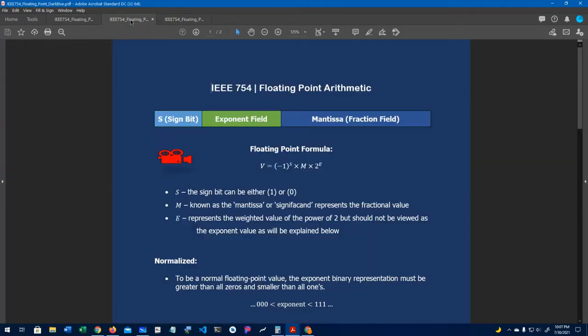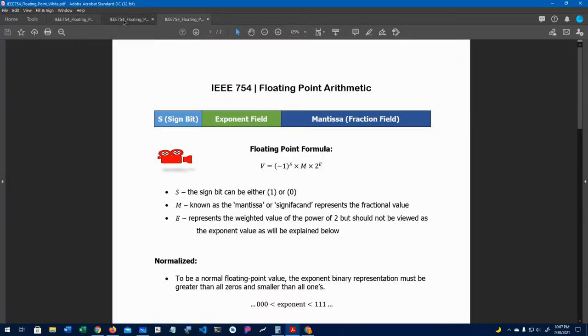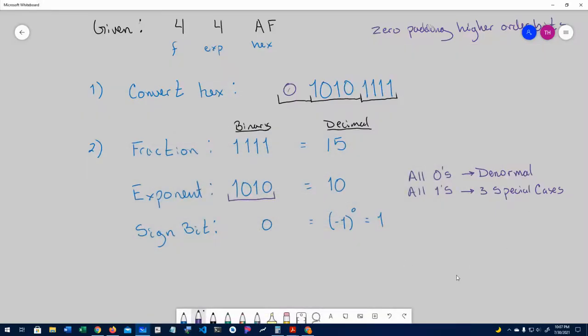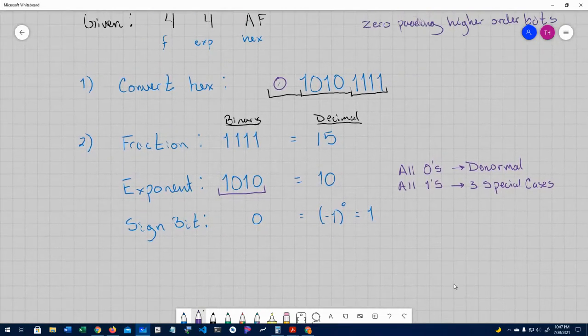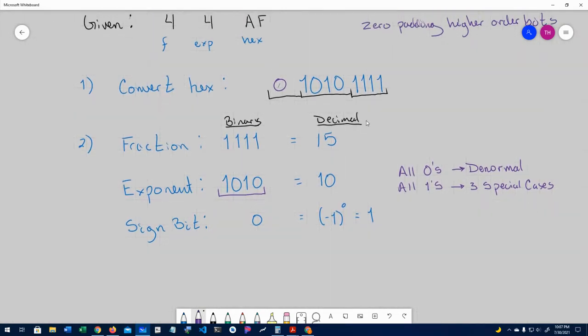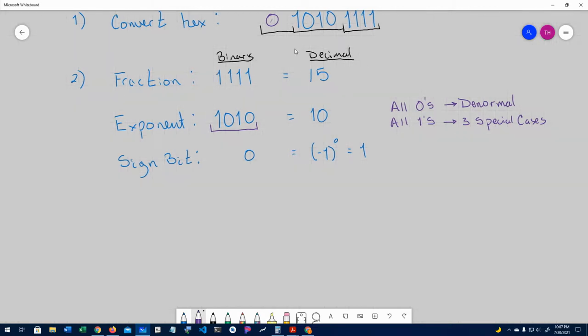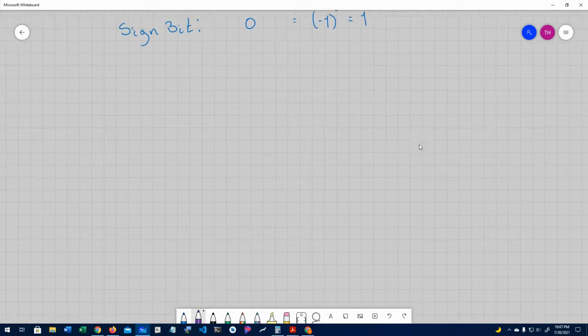I did this in white, blue, and gray, depending on what you like. So hopefully that helps you out. All right, so we have converted our hex value to binary and broken it up into the 3 fields. We're going to be using these decimal values in our calculations below.